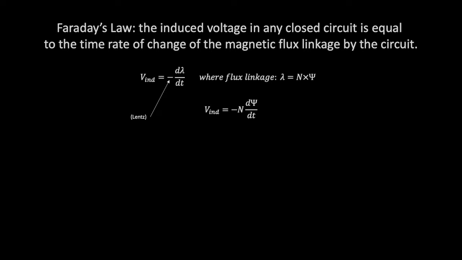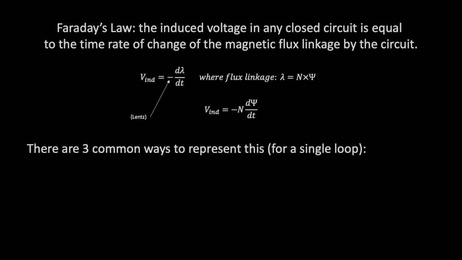Assuming that the number of turns in the circuit remains constant, the differential can be applied to the magnetic flux term. This concept typically manifests itself in three ways. The following expressions assume the number of turns is equal to 1.